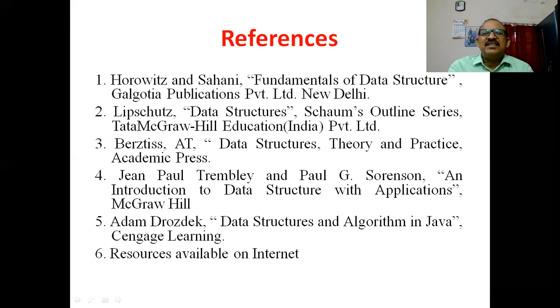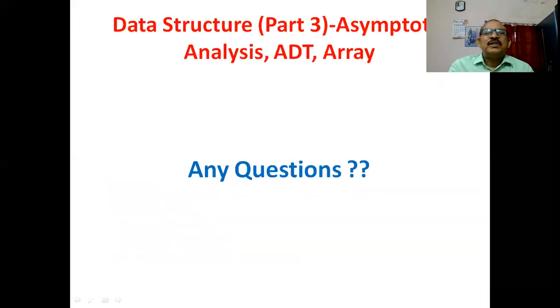Next, these are the references you already know. So in this video, we have seen the basic concept of asymptotic analysis. I have not gone into the details of asymptotic analysis here; we simply know what asymptotic analysis is. Next is the abstract data type, and next is the array. Some portion of the array I have covered in this video. In the next video, we will see more concepts, more things on the array.